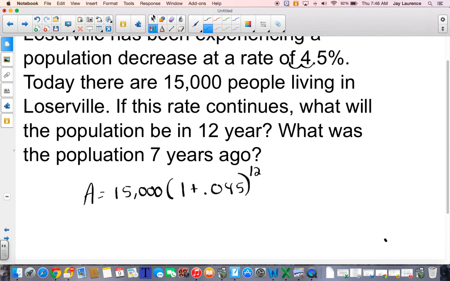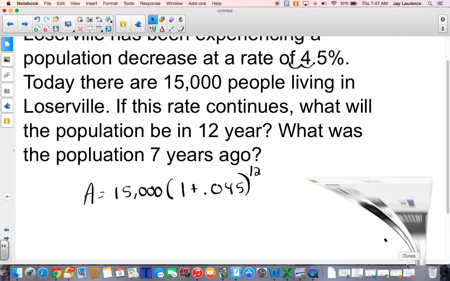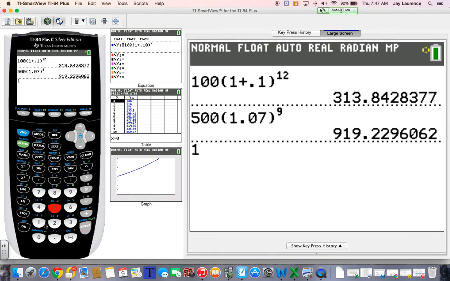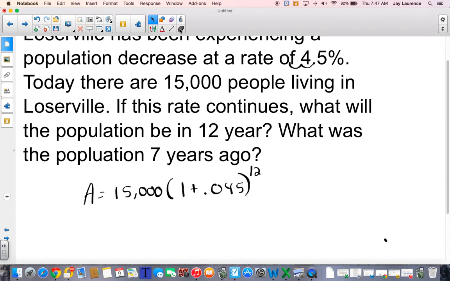All right, so let's do that. 15... Oh, I have a mistake. Yes, I have a mistake, don't I? Loserville is losing people. So it's not plus, it's minus. Yeah. Good thing I caught that. I didn't want any more emails from Sean. All right, so now I can go to the calculator.